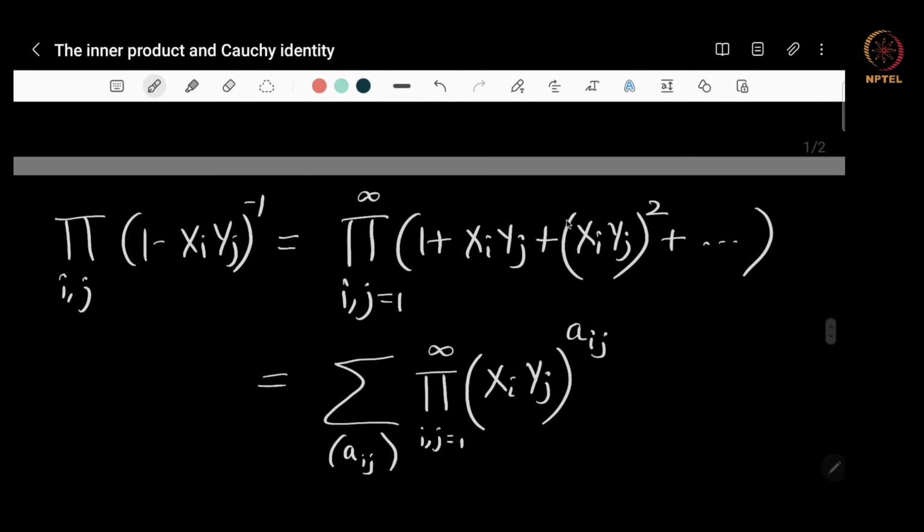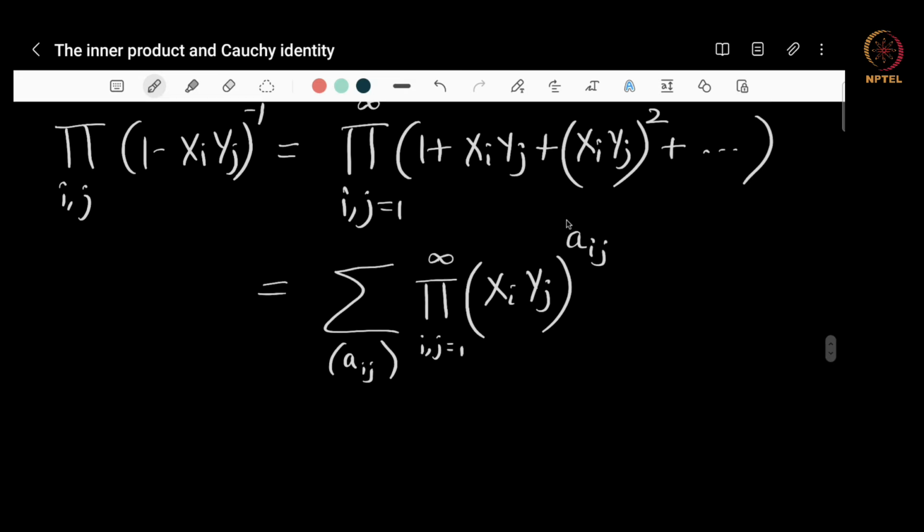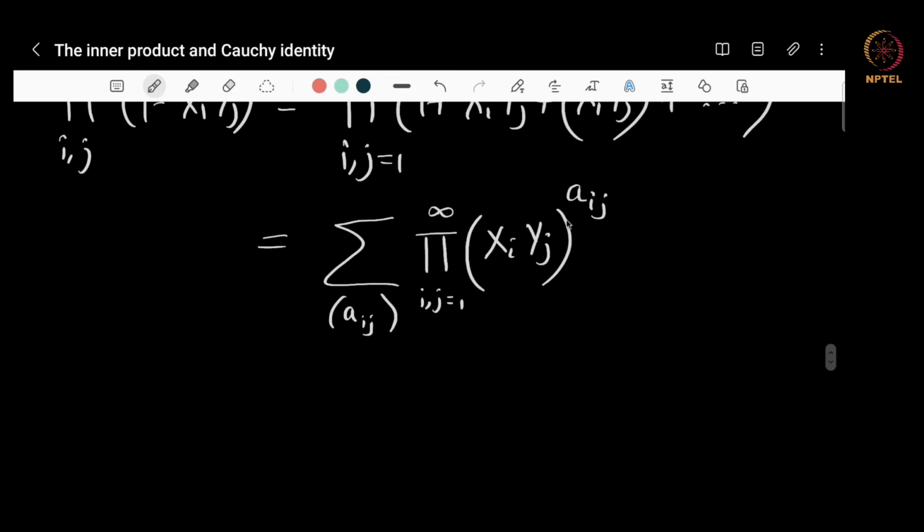Okay, now what is this collection, this tuple aij? Well, I can think of it as a matrix. It's an infinite cross infinite matrix. So let's call it A. I will just arrange the aij's in the form of a matrix. Now, when I do that, what am I talking about here? Well, look at how the ijth entry works. It's xi yj power aij, right?